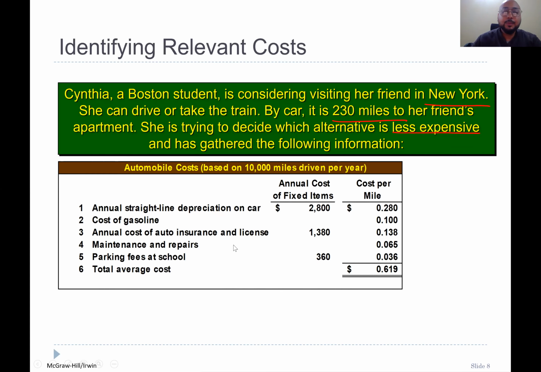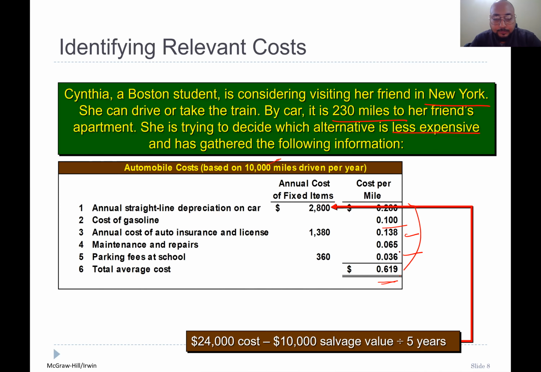So these are the breakdown of automobile costs based on 10,000 miles. You see the annual cost 2,800, cost per mile of the depreciation is 0.28, cost of gasoline 0.1, annual cost of auto insurance and license per mile also given, maintenance and repair per mile also given, parking fees at school already given. So total average cost per mile is 0.619.